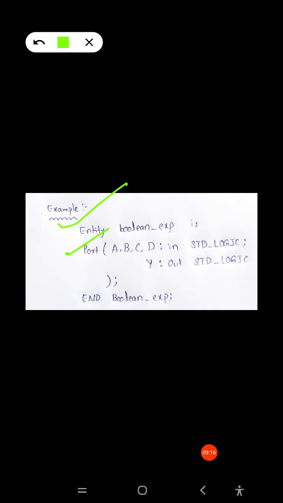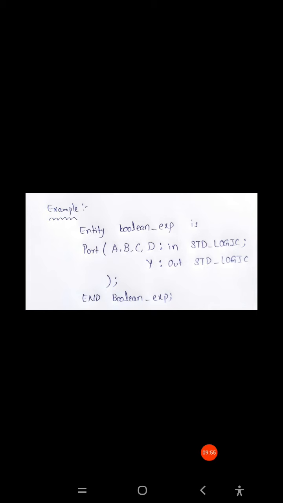Std_logic is the user defined signal type here. Next, close the bracket and end with the semicolon. Last, the entity declaration ends with the end keyword: end followed by the entity name, whatever you have given first, so end boolean expression. So first it has to start with the entity keyword, then the entity name: entity boolean expression is port.